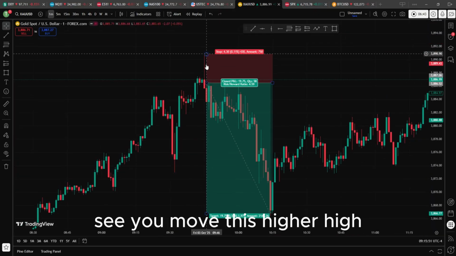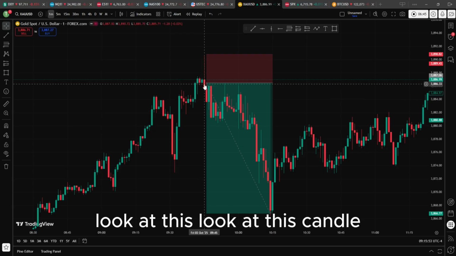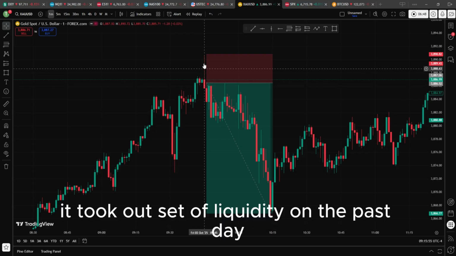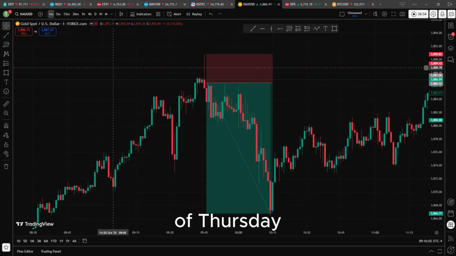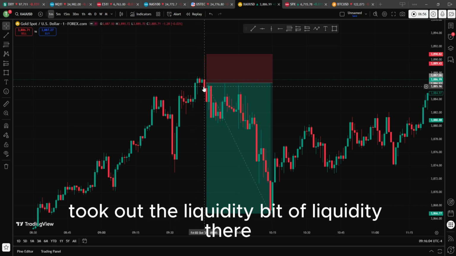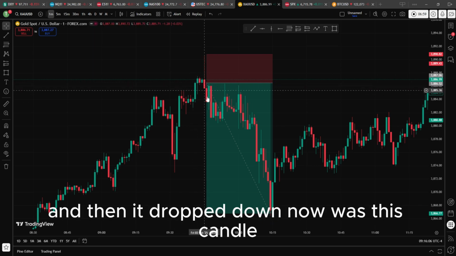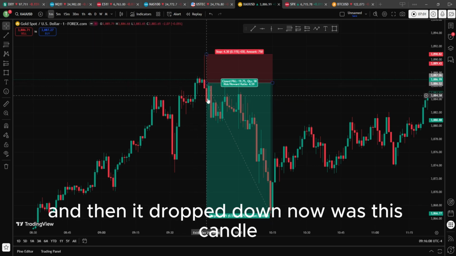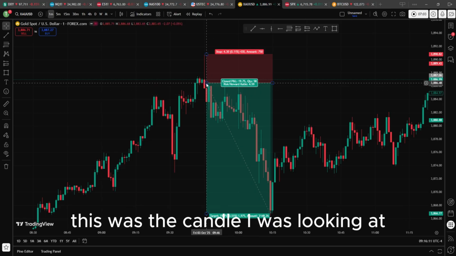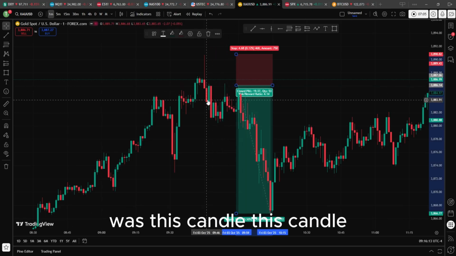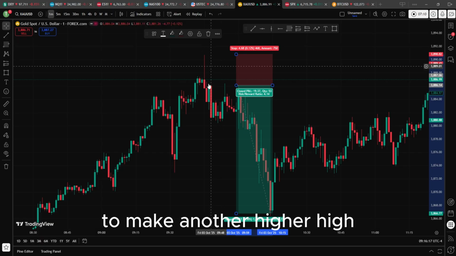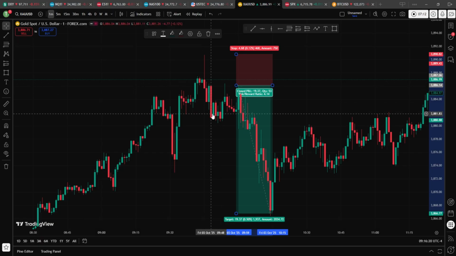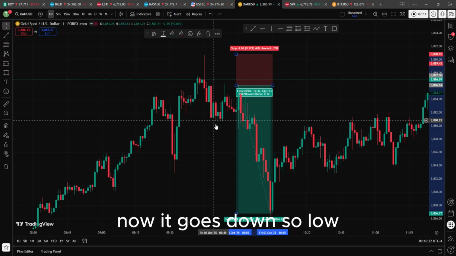See, the monthly high, look at this candle. It took out a set of liquidity on the past day, and then I think on the higher order of Thursday, it took out a bit of liquidity there, and then it dropped down. This was the candle I was looking at. I was expecting this candle to take off and make another higher high, only for it to move down.